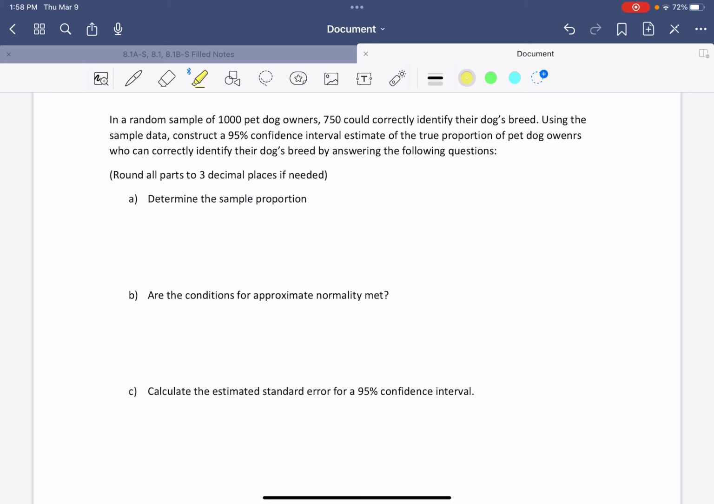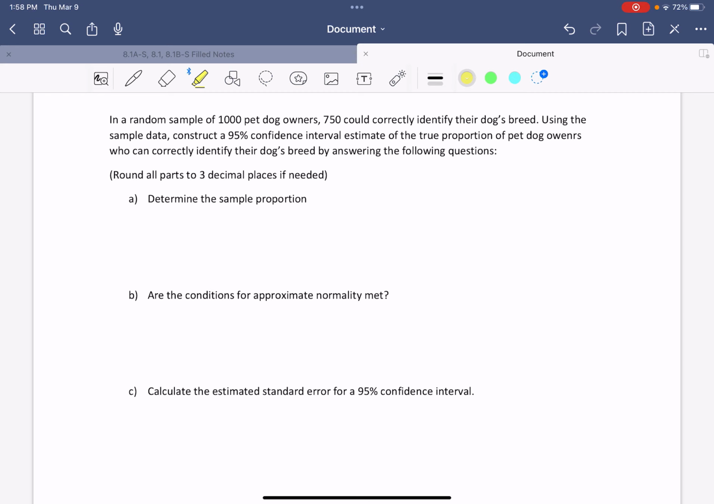So, in a random sample of 1,000 pet dog owners, 750 could correctly identify their dog's breed. Using the sample data, construct a 95% confidence interval estimate of the true proportion of pet dog owners who can correctly identify their dog's breed by answering the following questions. So it's going to guide you to do it step by step.